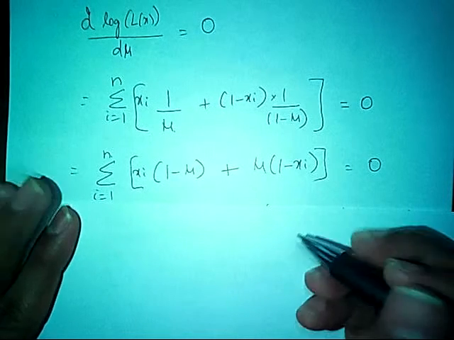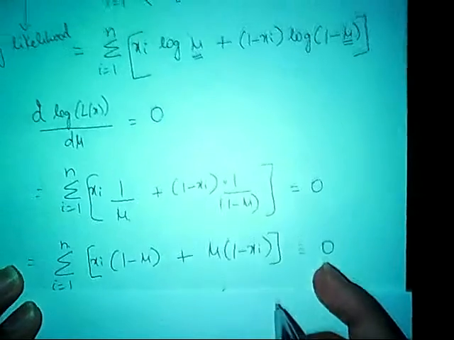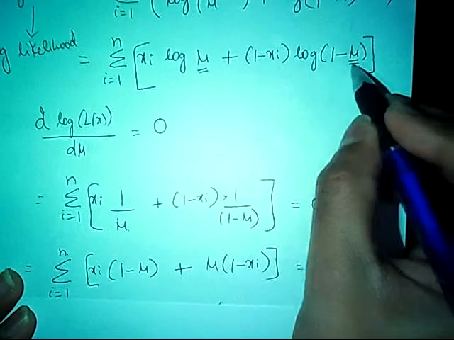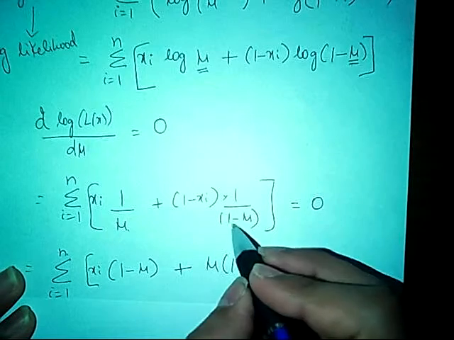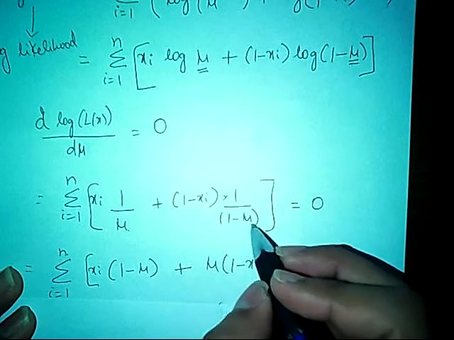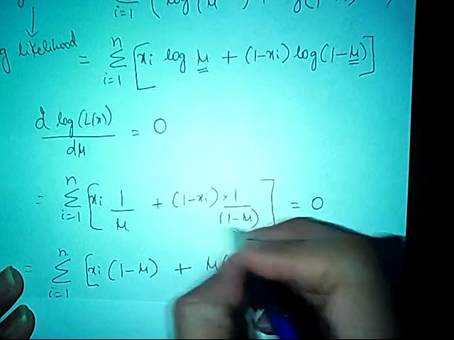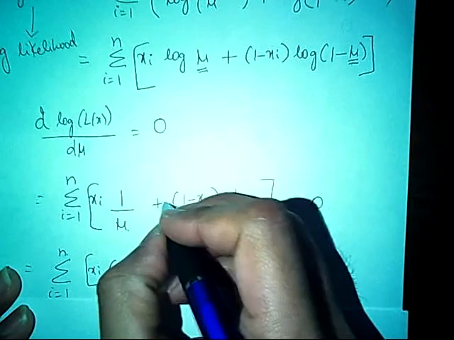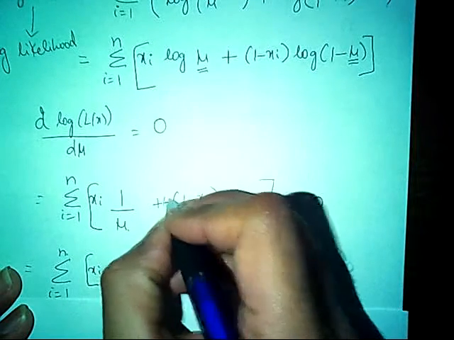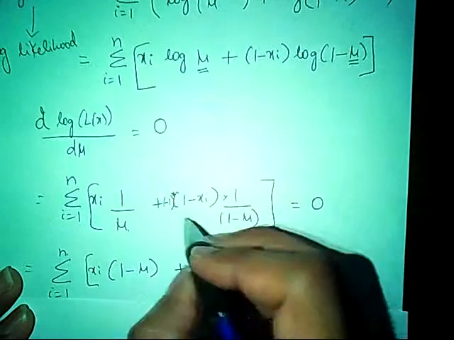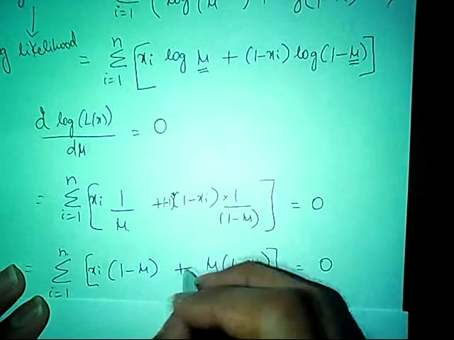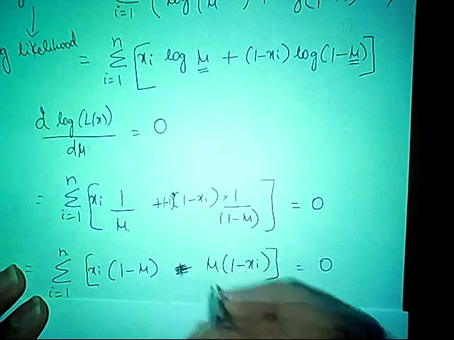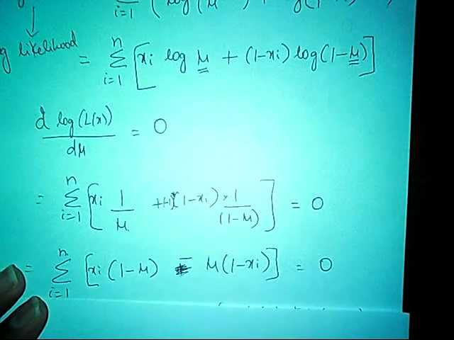I'm sorry, there's a correction. When you differentiate log of 1 minus mu, we don't just get 1 over 1 minus mu, but we also have to differentiate this and we'll get a negative 1. So this is going to be negative 1 times this factor. So instead of this, we're going to have a negative sign here.